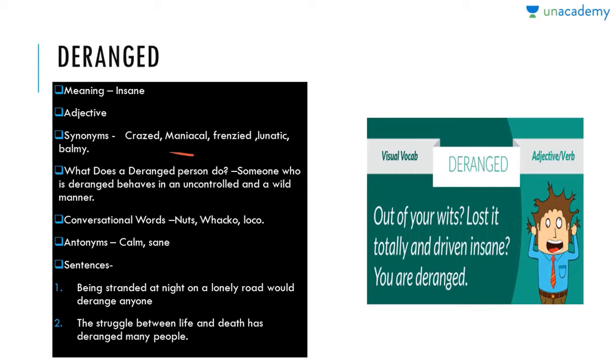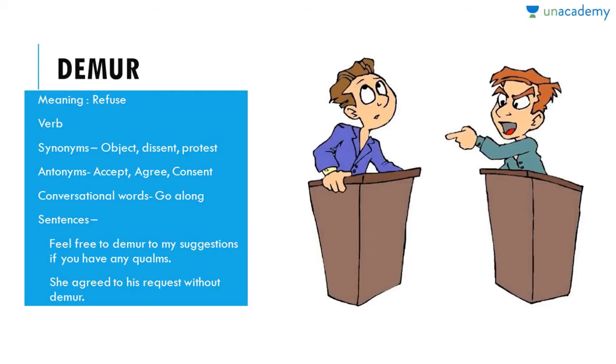Let's look at the sentences. Being stranded at a night on a lonely road would derange anyone. So if someone is stranded on a lonely road, they can go mad because of the effects it has produced on them. The struggle between life and death has deranged many people. So the existential dilemma has deranged many people. Let's move on to the next word, which is demur.